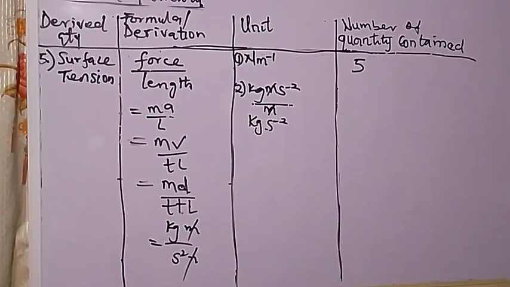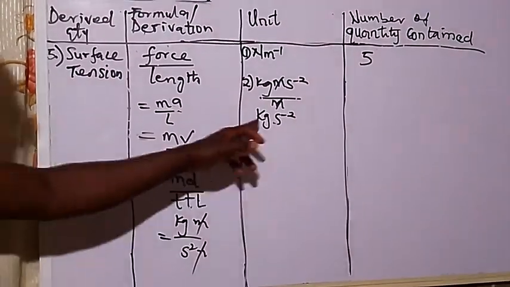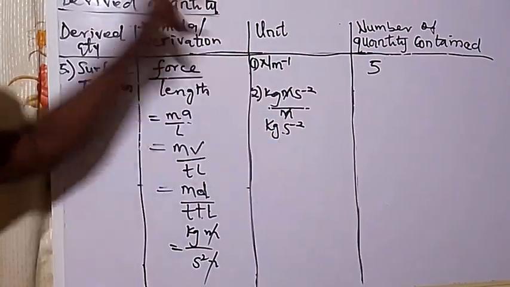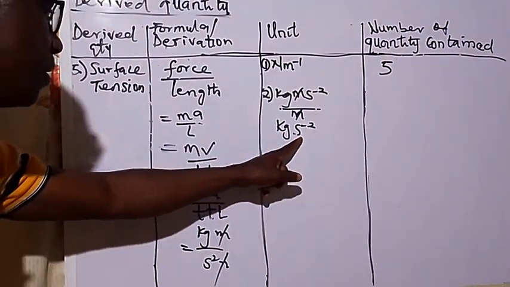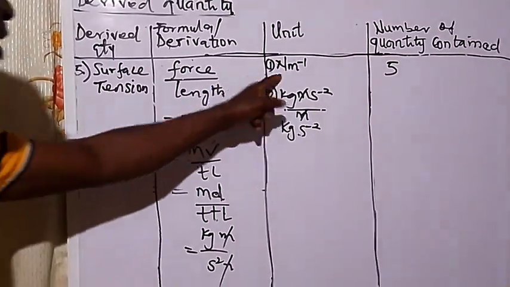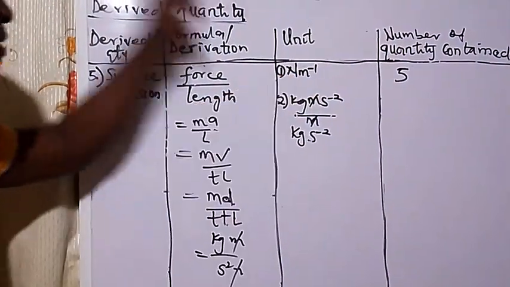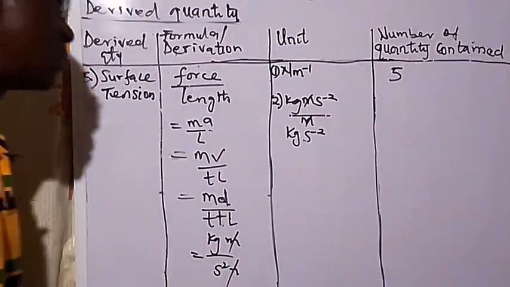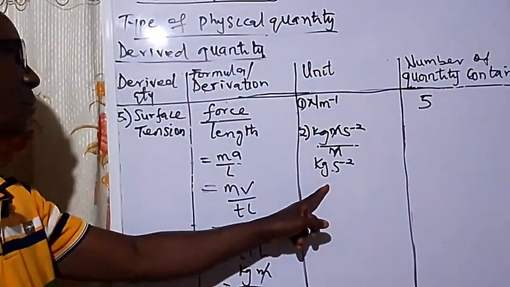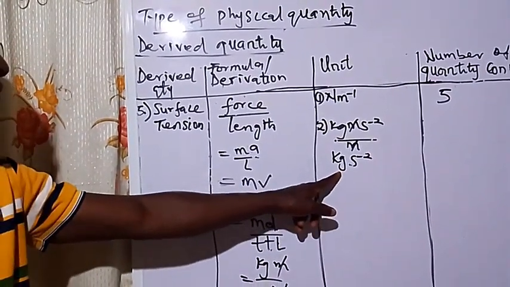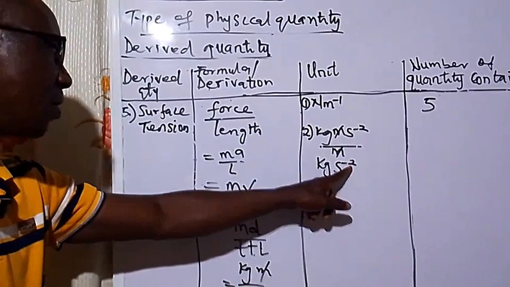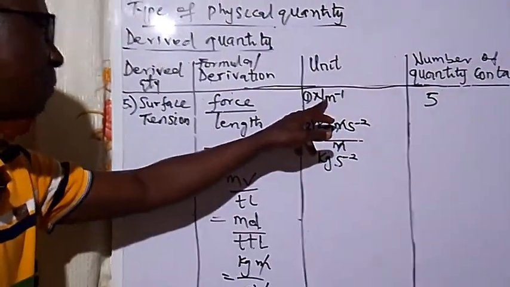Now, from this point, you can say that kilogram is a unit from fundamental. Second is a unit from fundamental. But if you look at the first unit of surface tension, Newton per meter, Newton is not from fundamental. So if the question asks you to write the unit of surface tension from basic level, then the number 2 unit will be the unit of surface tension from basic level, that is kilogram per second square. Why is it that this one is not from basic level?